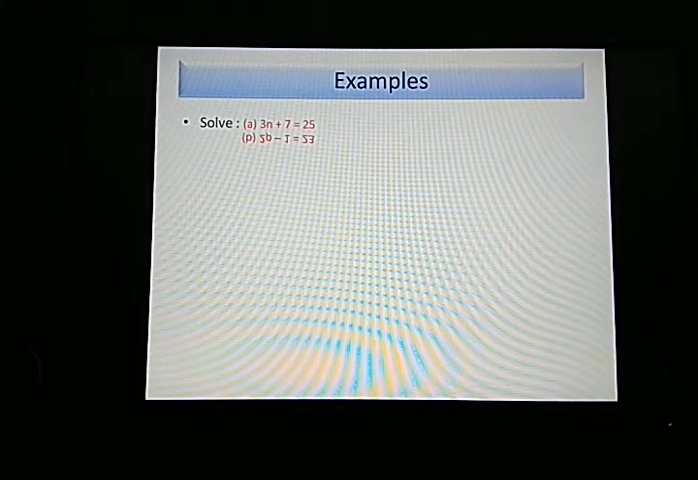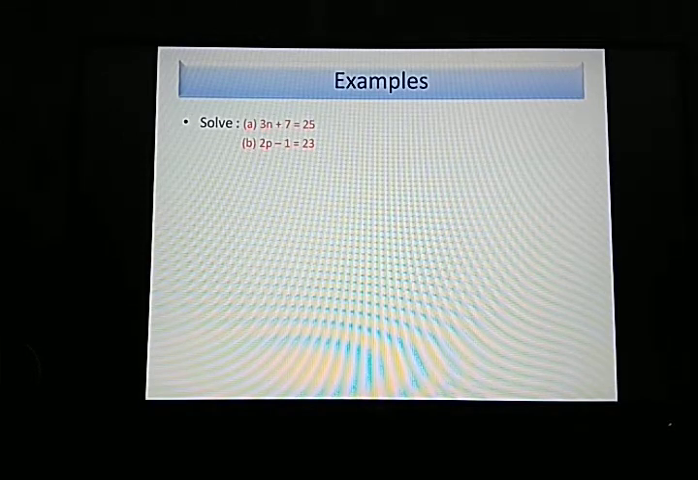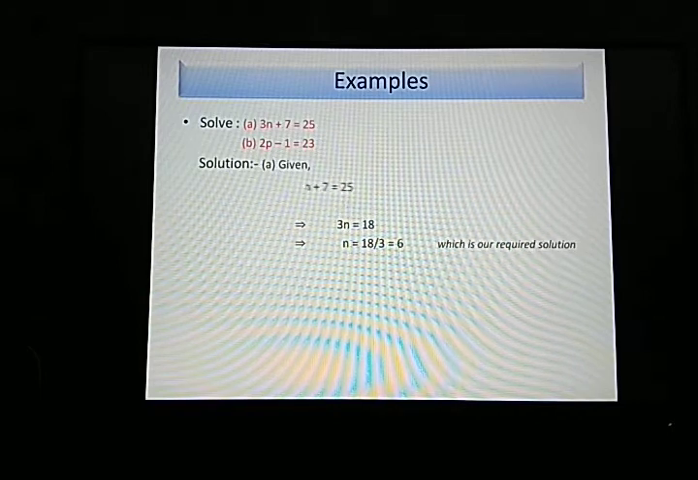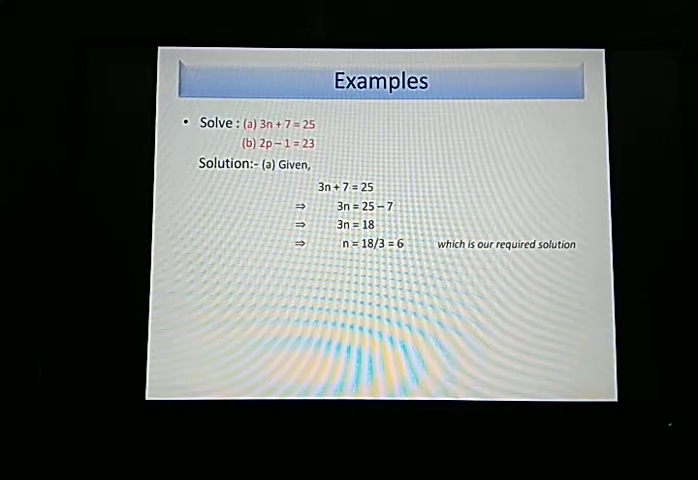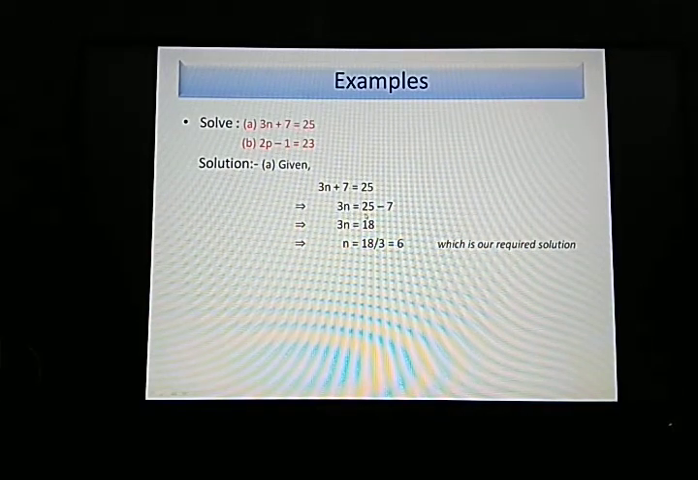Okay, now here two questions are given. Number A, 3n plus 7 equals 25 and 2p minus 1 equals 23. Now here we have to find out the solution of the equation, or in other words we can say you have to find out the value of n and p. So let's do it. So first one, you can see similar way we have done. 3n plus 7 equals 25. We have transposed the 7 to the right hand side.